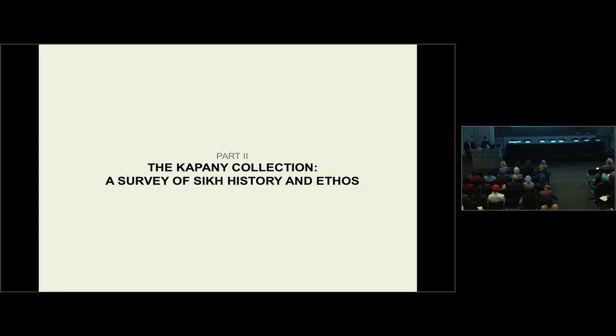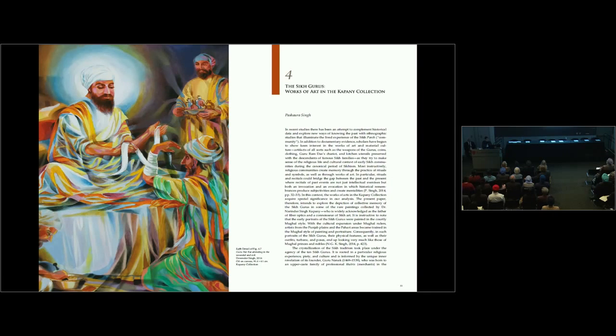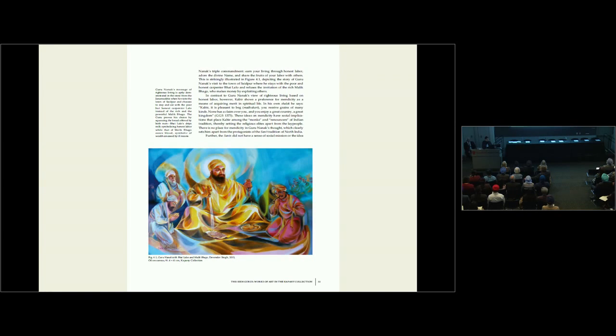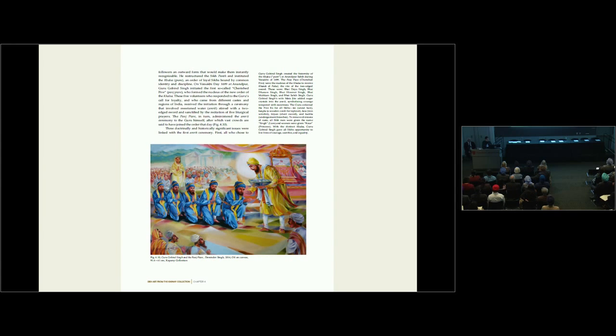through the second part of the book, which is the Kapany Collection, a survey of Sikh history and ethos. So part 2 of the book begins with the chapter, The Sikh Gurus, Works of Art in the Kapany Collection, written by Dr. Pashora Singh. In a chapter illustrated by Devinder Singh's magnificent series of contemporary paintings of the 10 Gurus, he lays out the history of Guru Nanak's vision and the community that coalesced around his teachings. He summarizes how the Guruship and Sikhism would transform within the context of South Asian politics in the centuries to follow, culminating with the establishment of the Khalsa by Guru Gobind Singh, as well as by the transfer of authority to the Guru Granth Sahib.